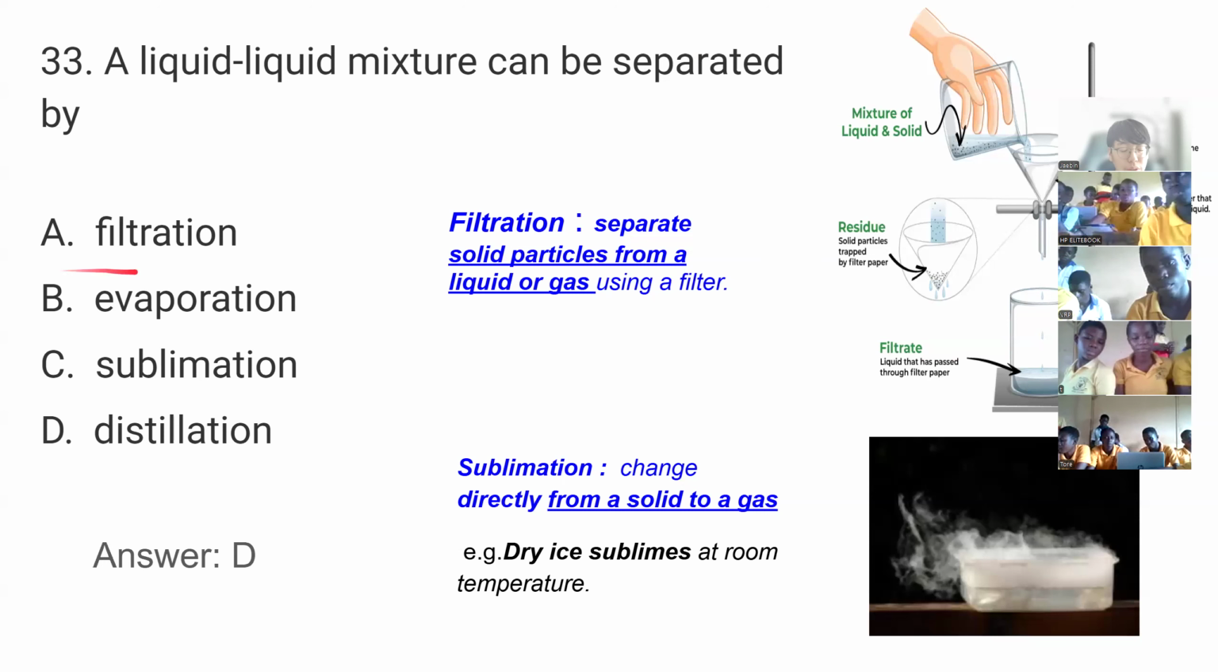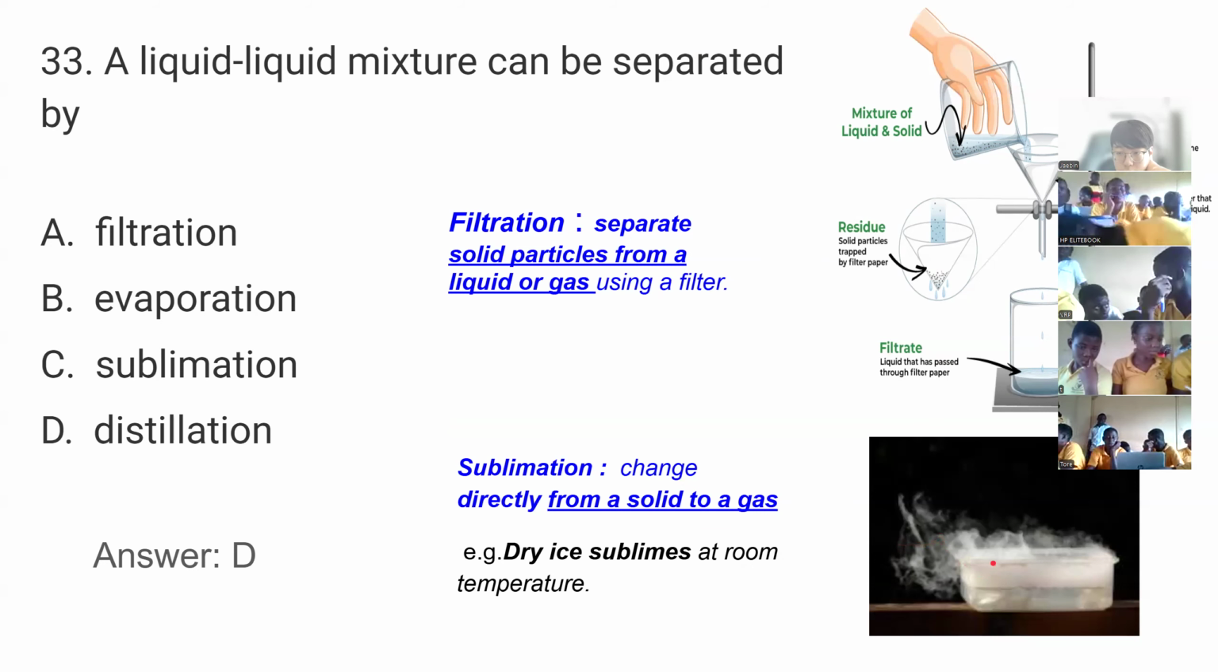We have some other methods listed here too, like filtration, which separates solid and liquid mixture, and the separating funnel. And C, which states sublimation, but sublimation is a process that changes directly from solid to a gas. For example, dry ice sublimes at room temperature. See on the right.